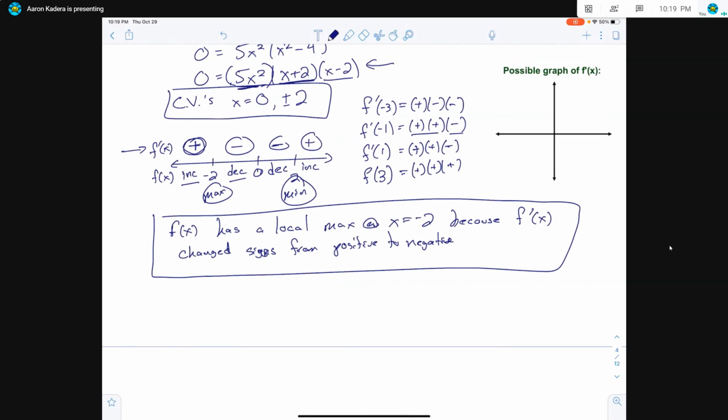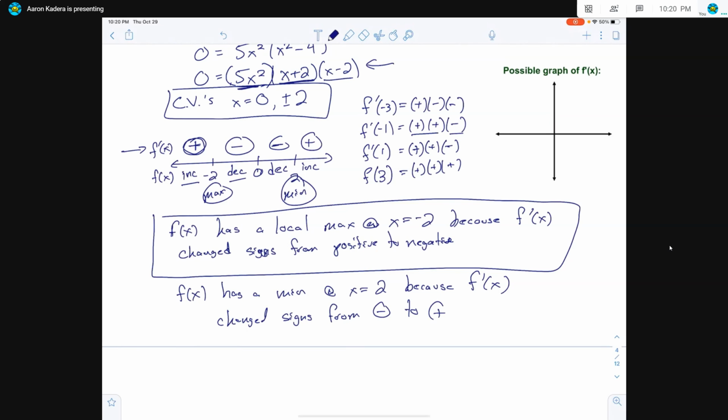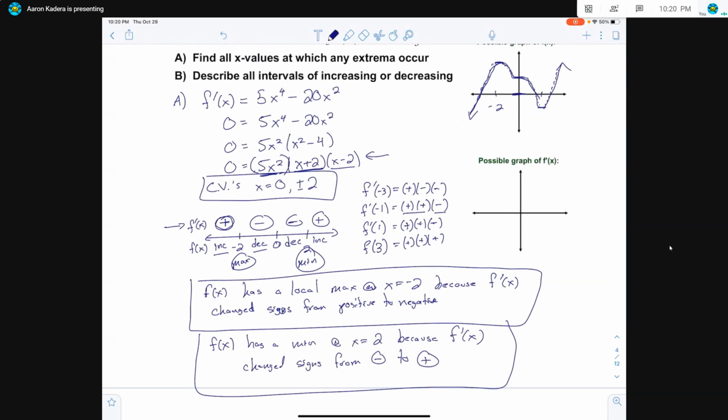And then we can say a similar thing. f of x has a minimum at x equals 2 because f prime of x changed signs from negative to positive. And again, if I were doing a test, I'd probably spell out the words negative and positive just to be clear. So we've identified maxes and mins, and we've concluded that as we tend towards infinity, the derivative is still negative, and as I tend towards negative infinity, the function is still decreasing or increasing on that interval, and it is still increasing as we approach infinity. So we don't have an endpoint of this interval in question.